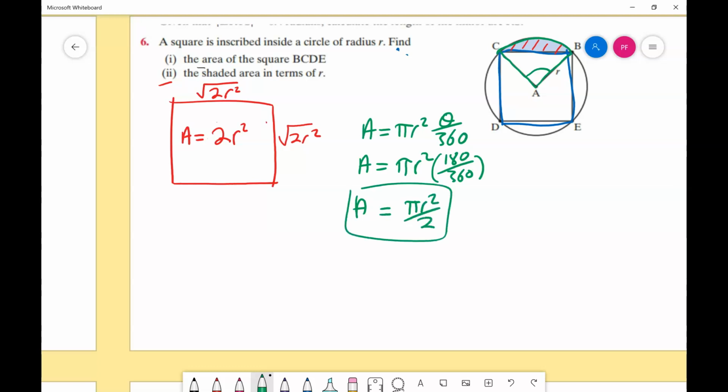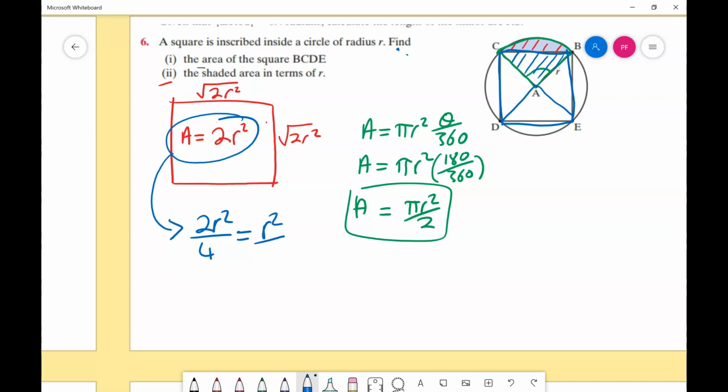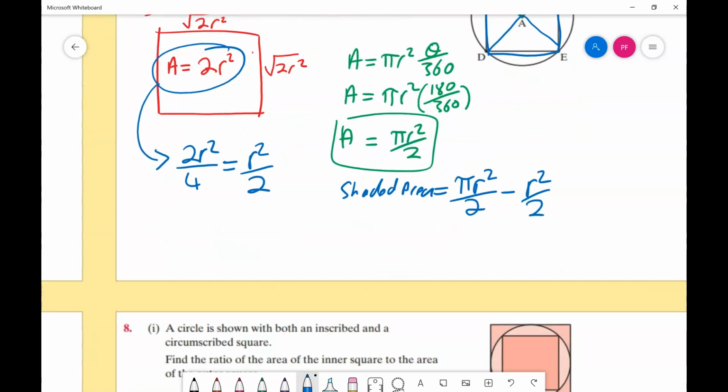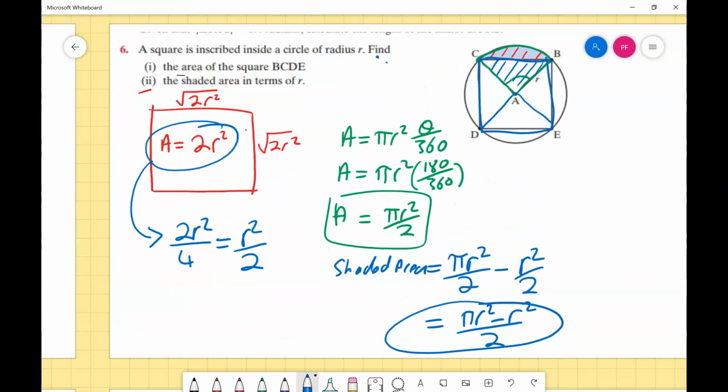Now I need to take away the area of this triangle. Okay, what's the area of the triangle? Well, it's exactly 1/4 of the square. I know the square is 2r squared. So 1/4 of that is 2r squared over 4, which is just r squared over 2. So the shaded area is just going to be pi r squared over 2 minus r squared over 2, which is just going to give us pi r squared minus r squared over 2. And that's the shaded area in terms of r.